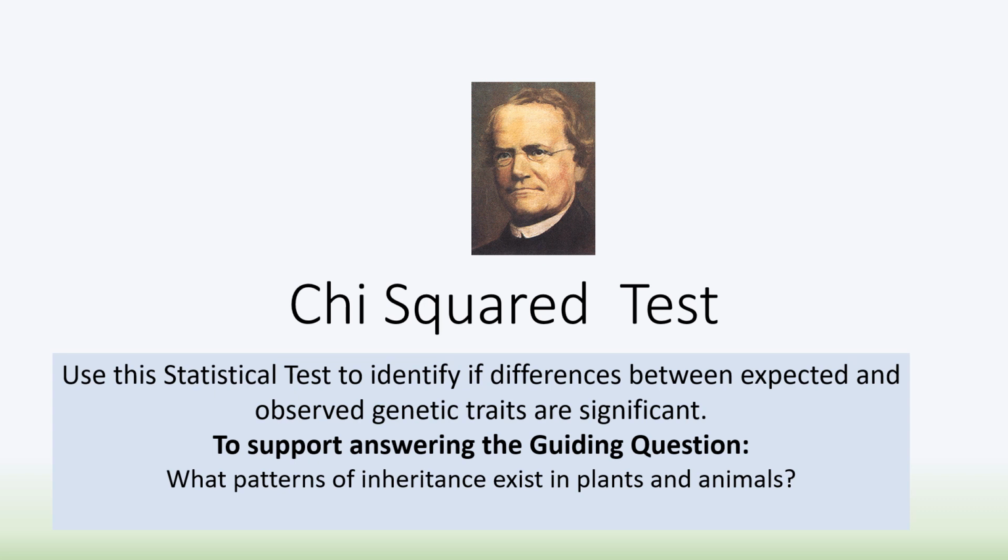And as a result, you're not getting the 9-to-3-to-3-to-1 ratio of a dihybrid cross you would expect. So the last part is chi-squared. This is a statistical test to identify whether the difference in results that you are seeing from the expected ratio is significant.